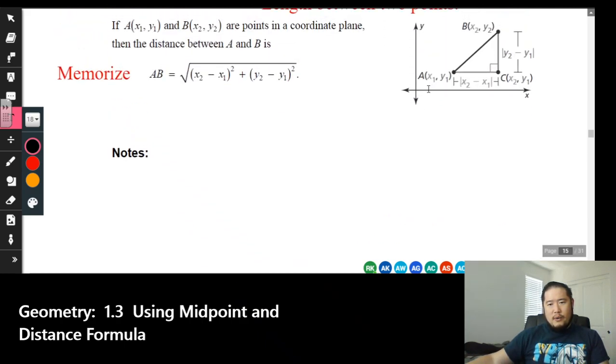And if you're wondering where this equation is derived from, they show you how it is derived from the concept of the triangle and thinking about the Pythagorean theorem. But we'll save that for another day as far as the details are concerned.